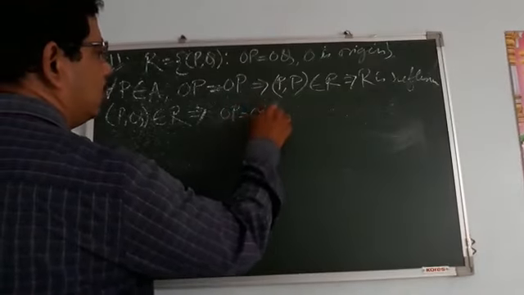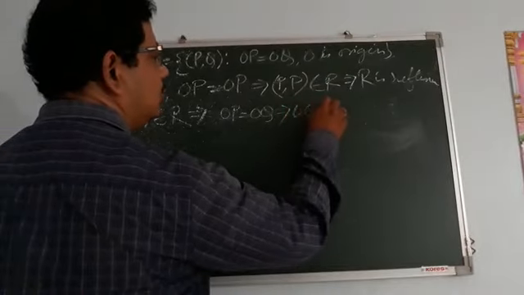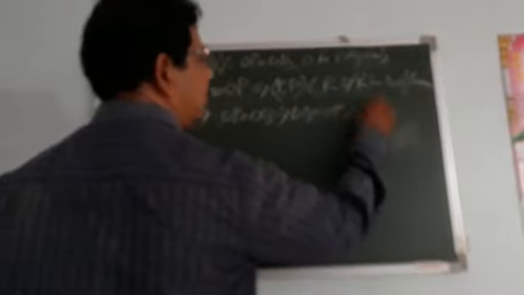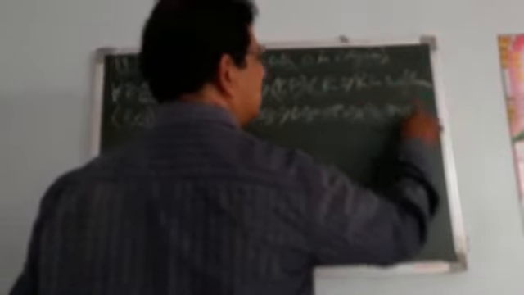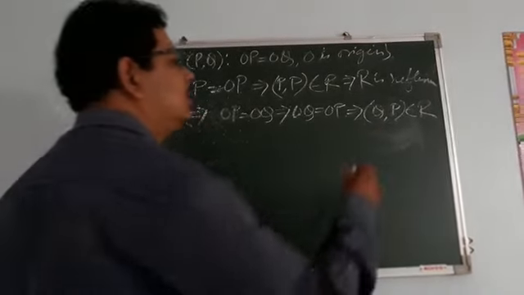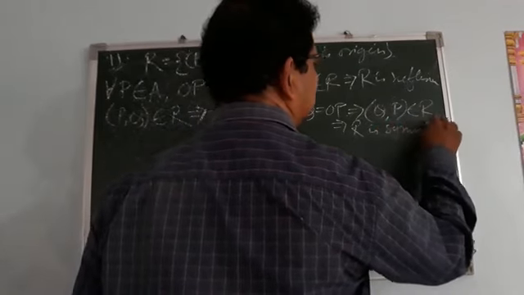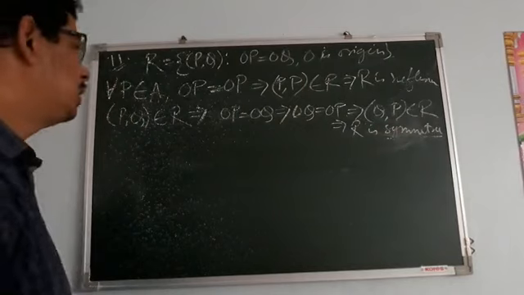(P,Q), if it belongs to R, implies OP is equal to OQ. We can say OP is equal to OQ, implies OQ is equal to OP, implies (Q,P) belongs to R. Definitely, OP is equal to OQ and OQ is equal to OP is the same thing. (P,Q) belongs to R, we can write like that. Implies R is symmetric. So R is symmetric.